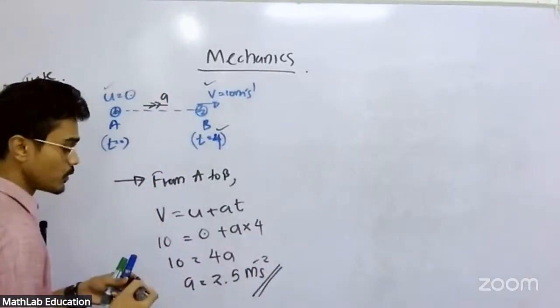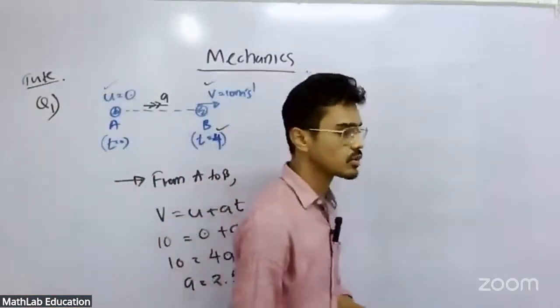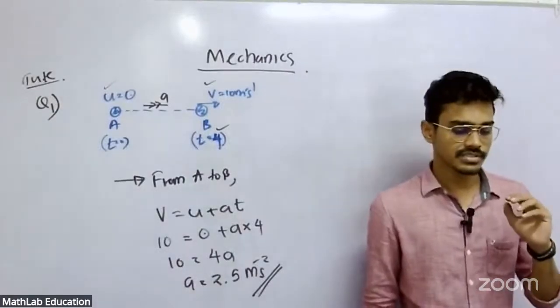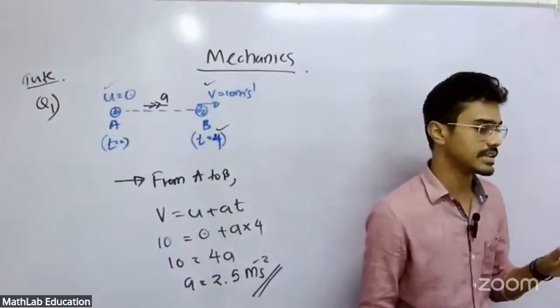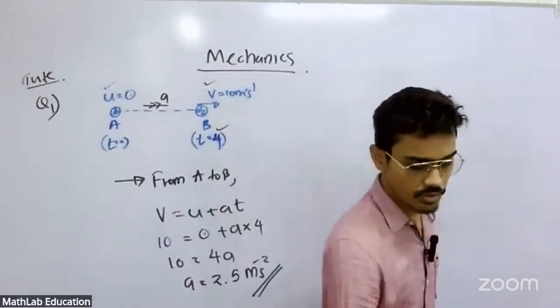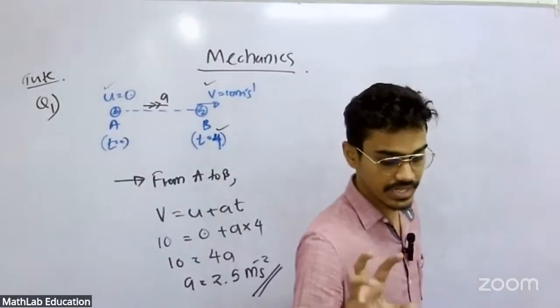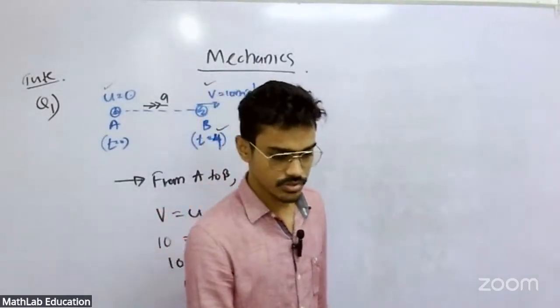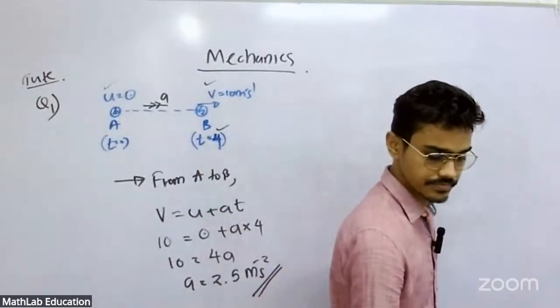Putting the unit in the final answer is a must. If you miss the unit in the final answer, no marks will be given for the final answer. That is how strict it is. Without units, you won't get any mark just for the correct number. 2.5 m/s², yes, good.